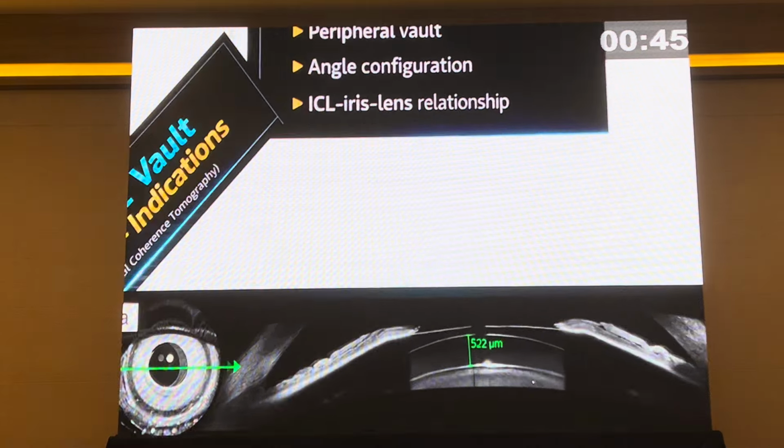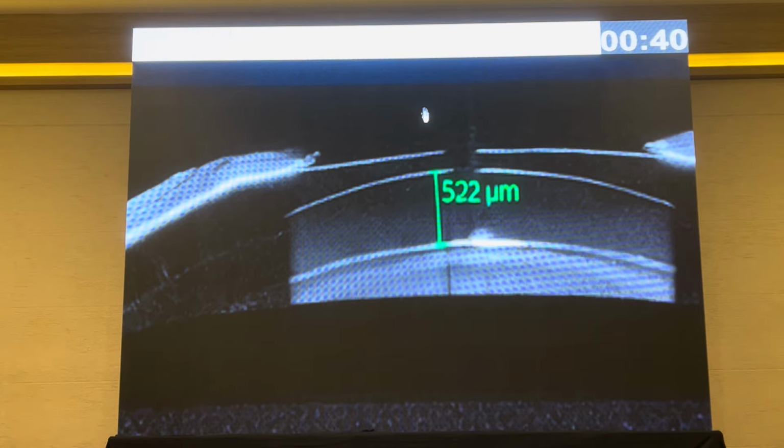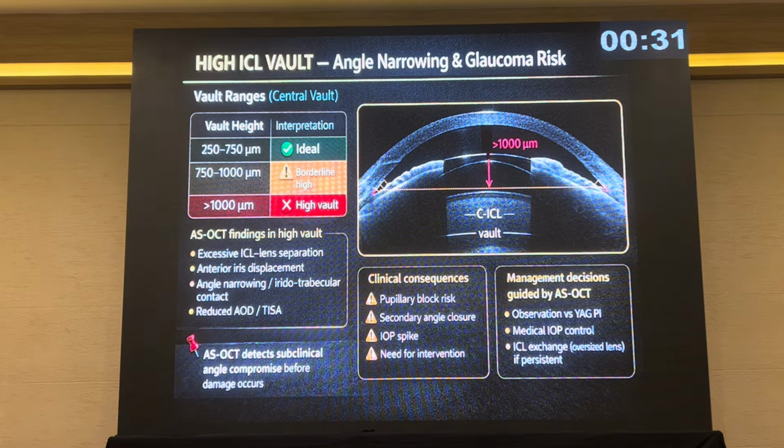So what is the vault? Vault is the gap between the ICL I have implanted and the crystalline lens. The range that we play safely with is, I want a vault between 250 and 750. But let's say I have a high vault, that is more than 750, like in this case, then I have actually implanted a bigger ICL here, which will make the angle of the patient narrower. That would make me assess the IOP of the patient more often. If it is building up, I will have to go for an exchange.